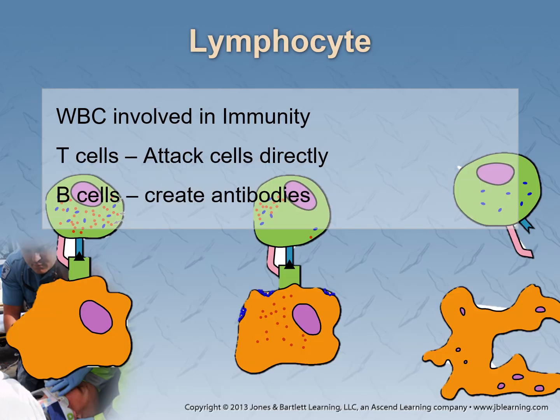And then there's lymphocytes. All right, so these are considered white blood cells also, but they go through a whole different maturation process. Lymphocytes become T cells or B cells. T cells attack, you can see there, they have a T in the word attack. They attack the cells directly. And then B cells create antibodies, and there's that letter B in antibodies, one way to remember that.